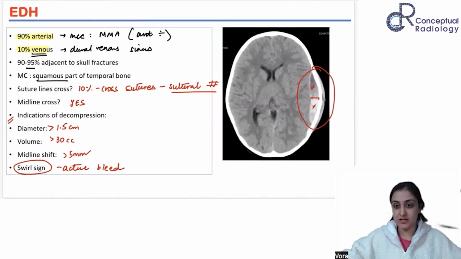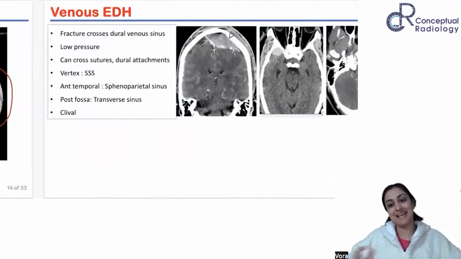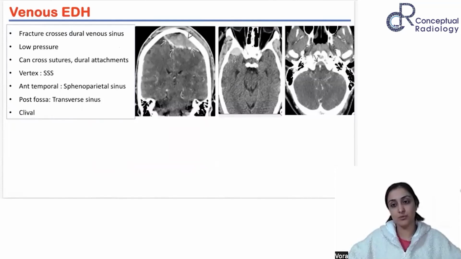Swirl sign: Saurabh, when you see areas of hypodensity, can you see this hematoma here? It is not crossing the sutures, right? So that's how I know it's an EDH. Secondly, can you see that this is white and then there are these black hypodense areas within the hyperdensity? So that is the swirl sign. It indicates active bleeding within the hematoma, meaning a poorer prognosis.